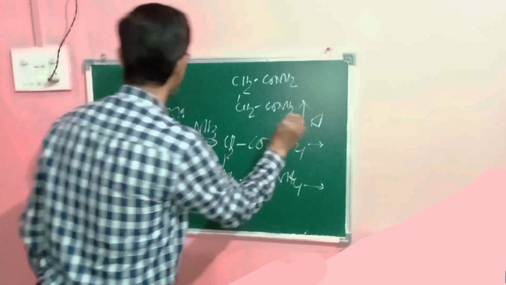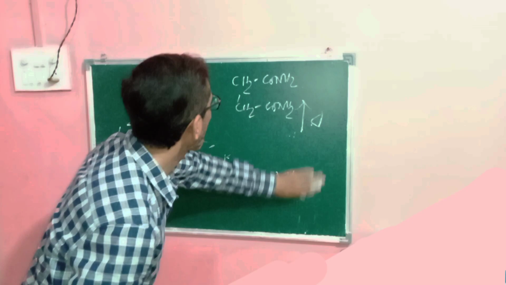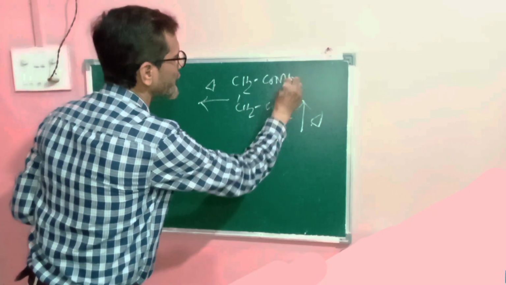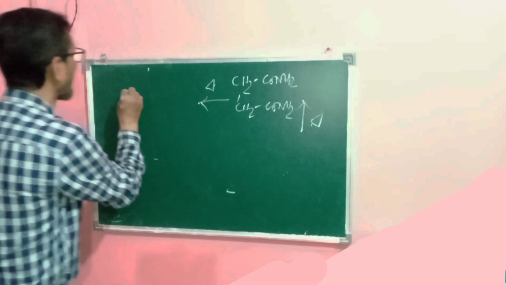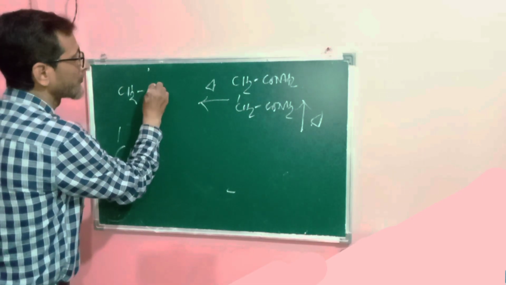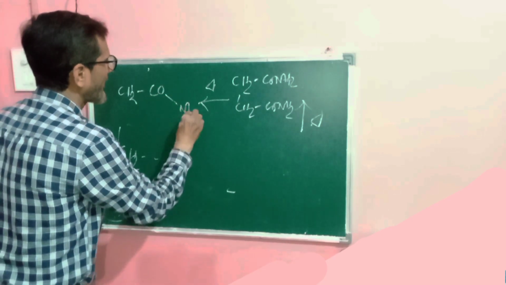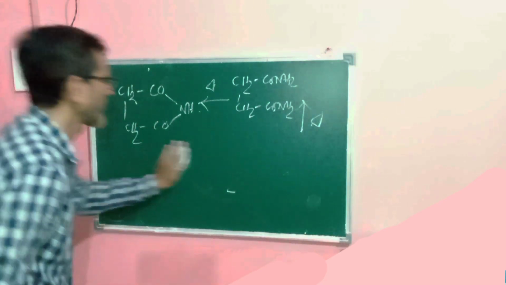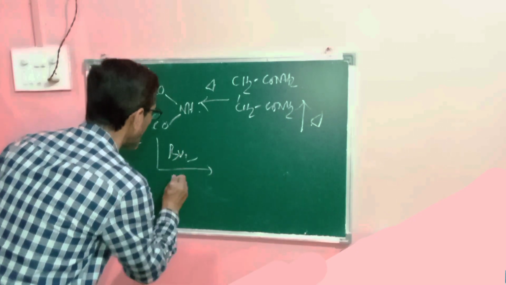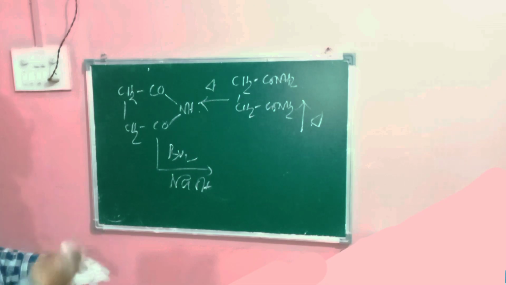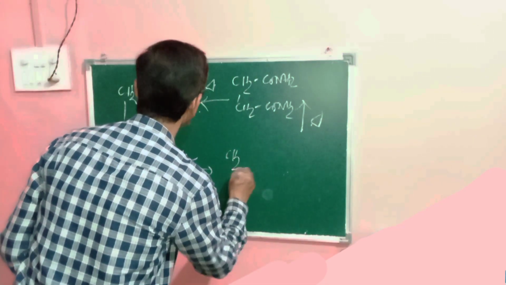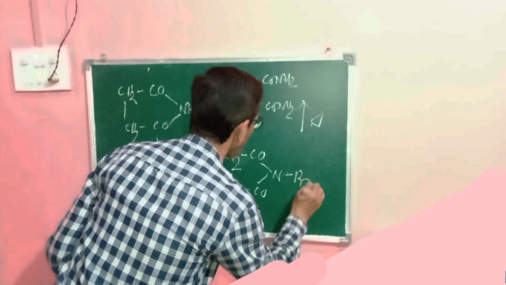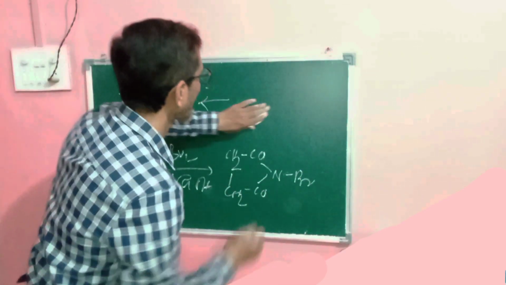CH2CO NH2. Am I right? Now once again you heat. Now there is no chance of water, you are getting ammonia. From this you release one ammonia. CH2CO NH CO CH2. Now you add bromine in presence of sodium hydroxide. You do not need to learn all this, I am just showing you what N-bromosuccinimide is and how it comes. CH2CO CH2CO NBr.